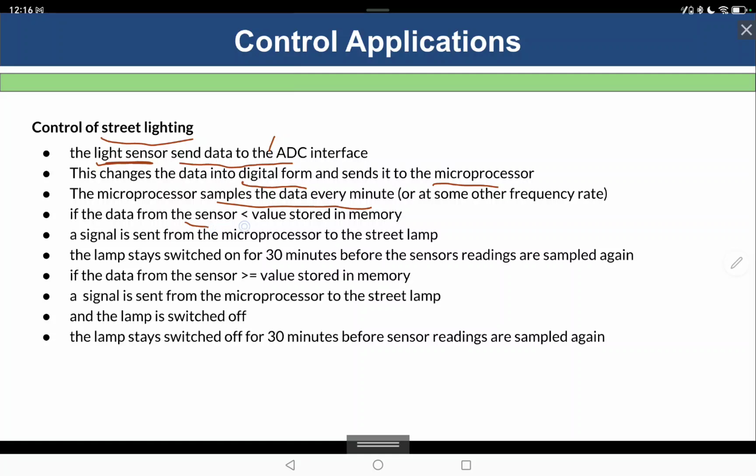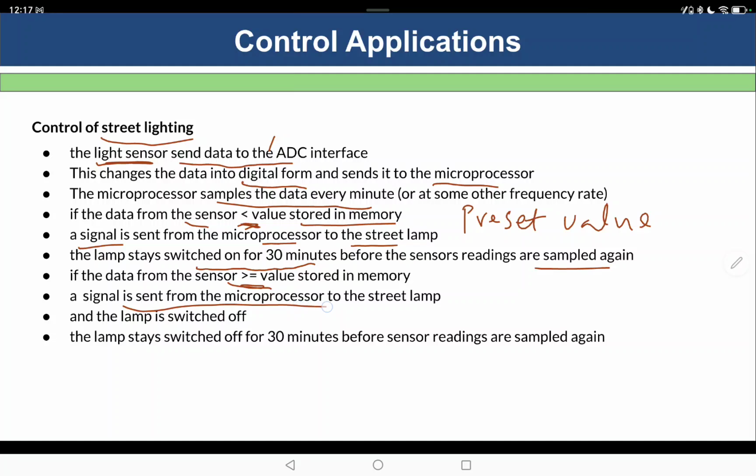So if the data from the sensor is less than the value that is stored in the memory, we call that the preset value. If it is less than the preset value, then a signal is sent from the microprocessor to the street lamp, and the lamp stays switched on for 30 minutes before the sensor readings are sampled again. If the data from the sensor is greater than or equal to the value stored in memory, a signal is sent from the microprocessor to the street lamp, and the lamp is then switched off. The lamp stays switched off for 30 minutes before sensor readings are sampled again.